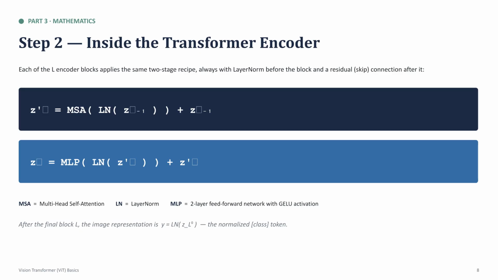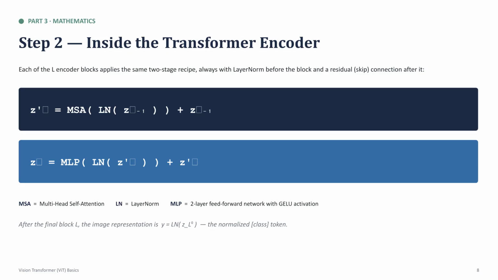Each of the L encoder blocks follows the exact same 2-stage recipe. First, take the previous state, apply layer norm, run it through multi-head self-attention, and add back the original input as a residual connection. That's Z prime. Second, take Z prime, apply layer norm again, run it through the MLP with GELU activation, and again add back the residual.